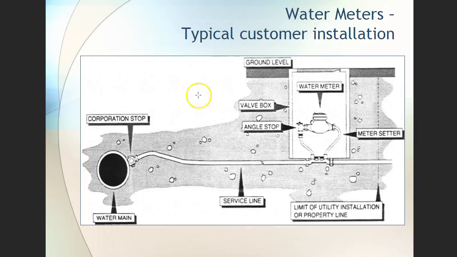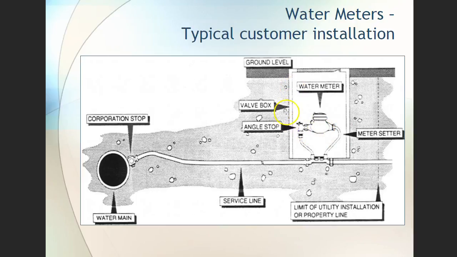So, here's what we've got. We've got the water main out in the street, and coming off the water main, you have what's called a corporation stop, which is another valve. It's a valve at the supply line off the main trunk. This is called the service line that comes in. And then you have an angle stop, because oftentimes you have an angle stop on each side, so you can actually go ahead and shut the water off and change that meter.